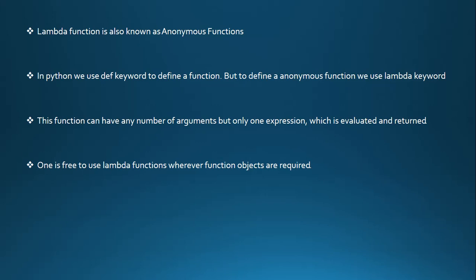Like you want to make a function to calculate the sum of two numbers or the multiplication of two numbers, so we'll pass the parameters, the numbers which you want to add, and in the lambda function you only pass the expression like a plus b, a divided by b, a multiply b, and then return the value. It does not have multiple expressions. One is free to use a lambda function wherever function objects are required. We will see it in the practical examples.